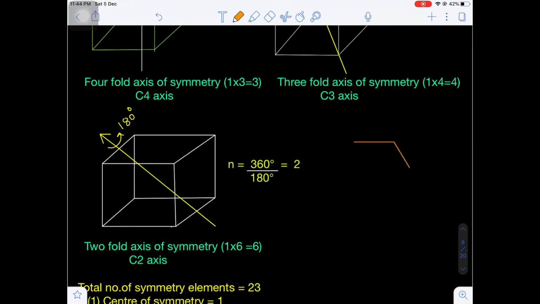So if you consider a hexagon, in this hexagon you will obtain the C6 axis of symmetry.